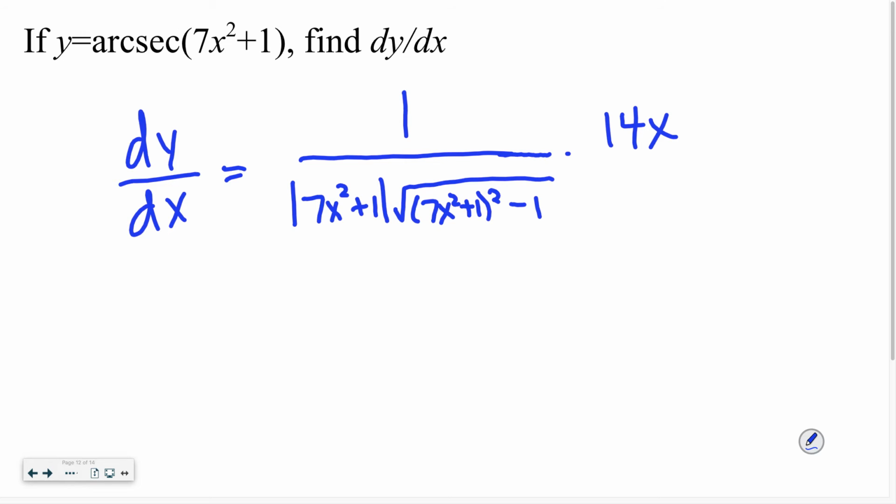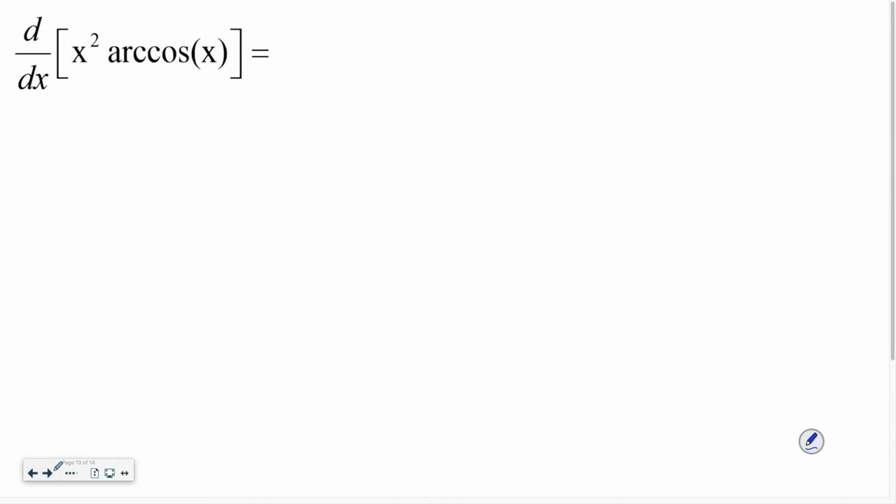Questions before we move on to example 4? Some of you are already working on it, I see. That is the issue with guided notes.